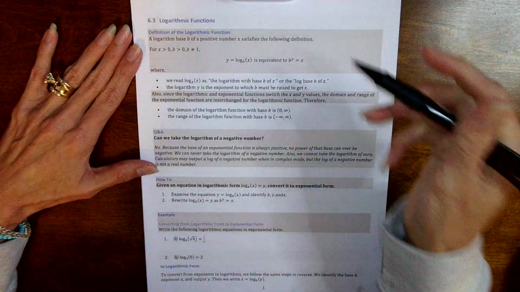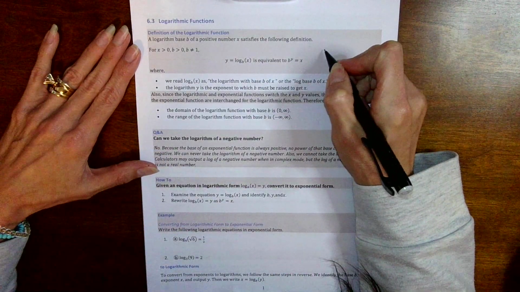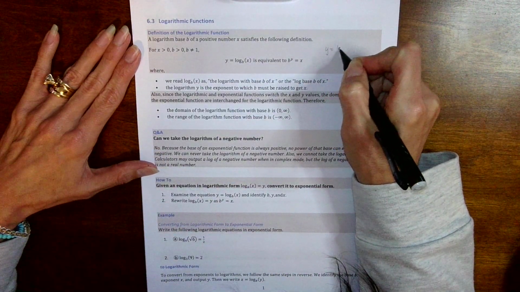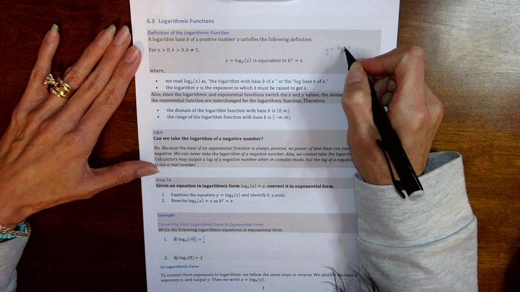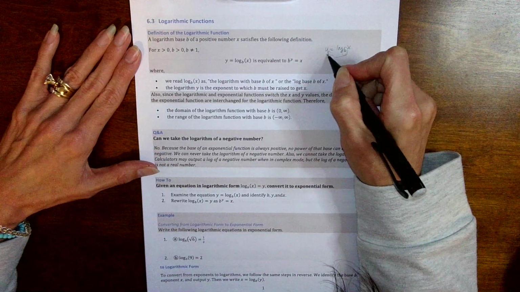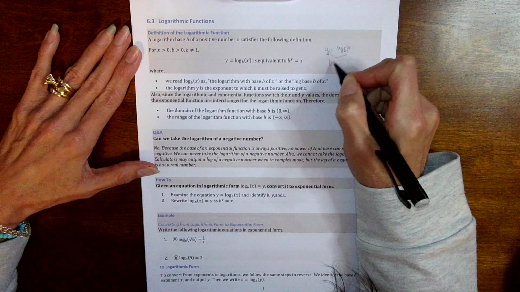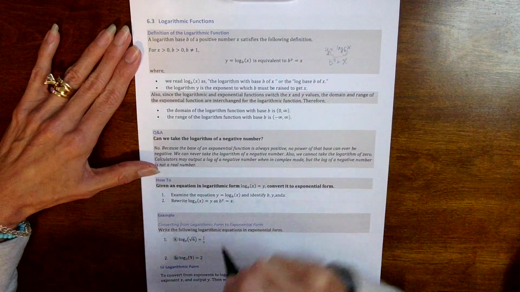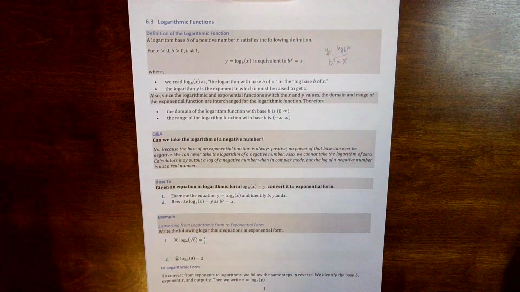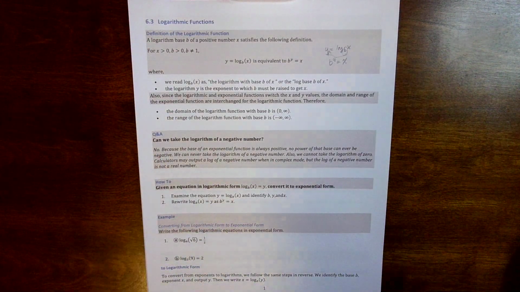Now the way that I think about this, y equals log base b of x, is that the b comes around here and knocks that up into an exponent, and then you're left with x. So that's how I remember to go from one form to the other.